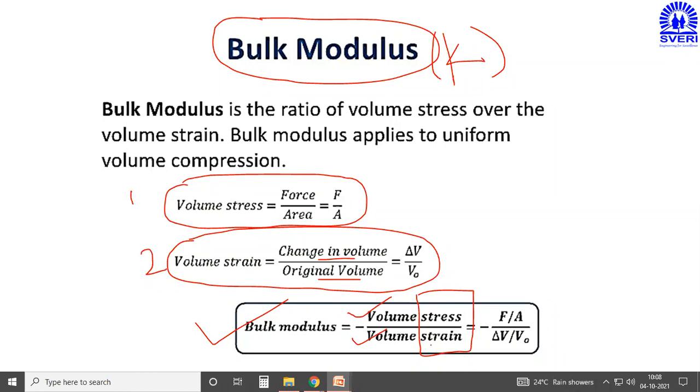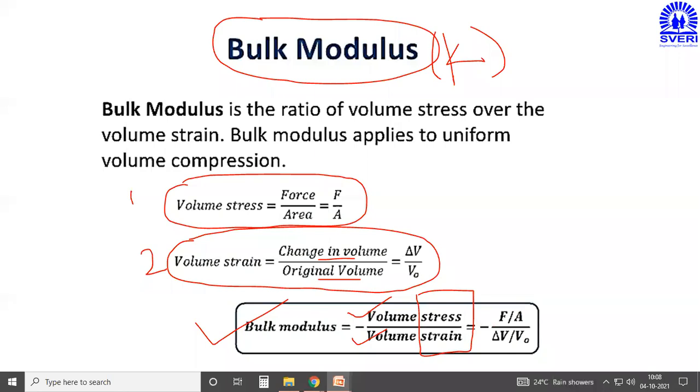And where are we using this parameter? In some applications, there is a need to calculate the change in volume because three-dimensional bodies are involved. At that time, we are not using the capital E or the capital G; we have to use this K as a constant parameter for the further calculation.